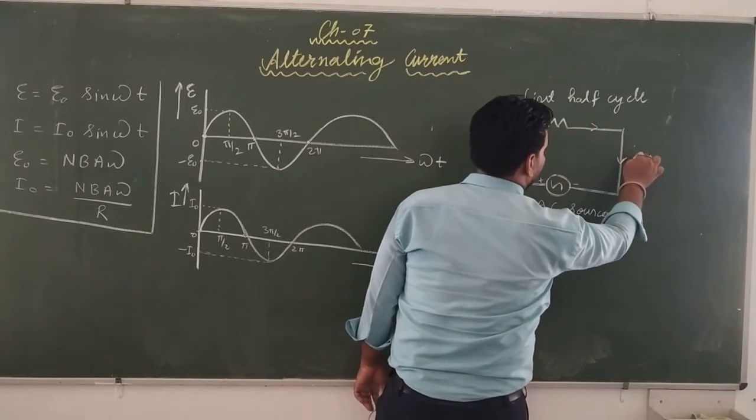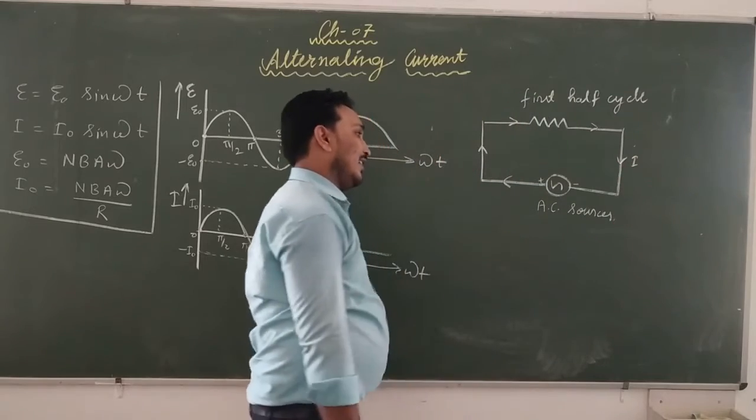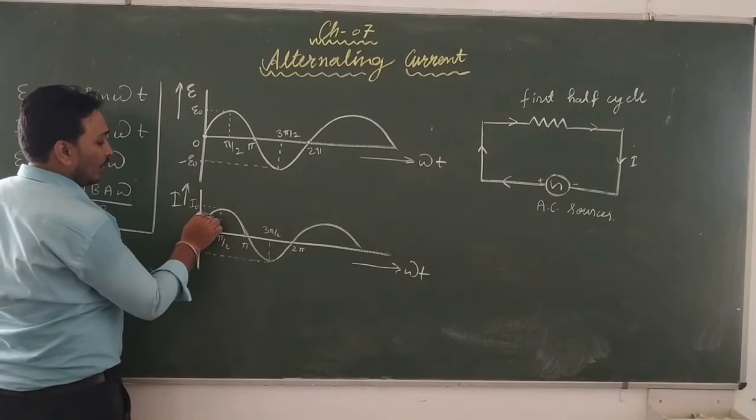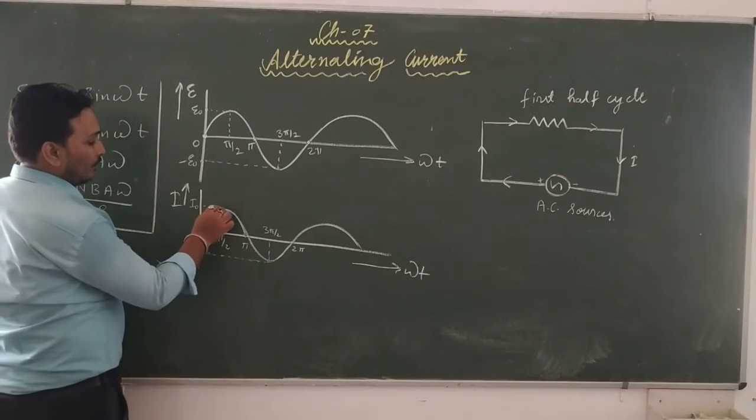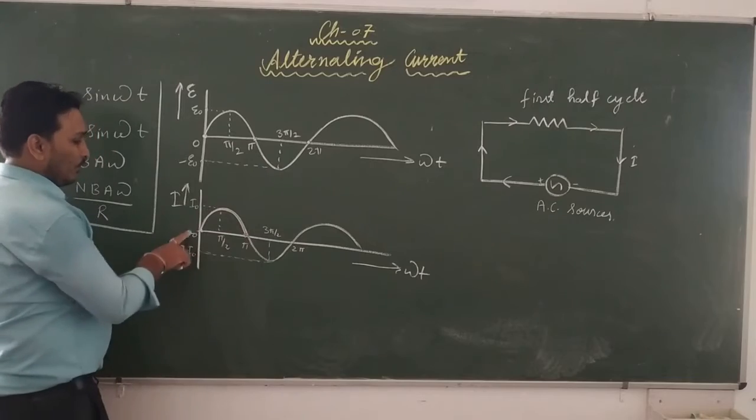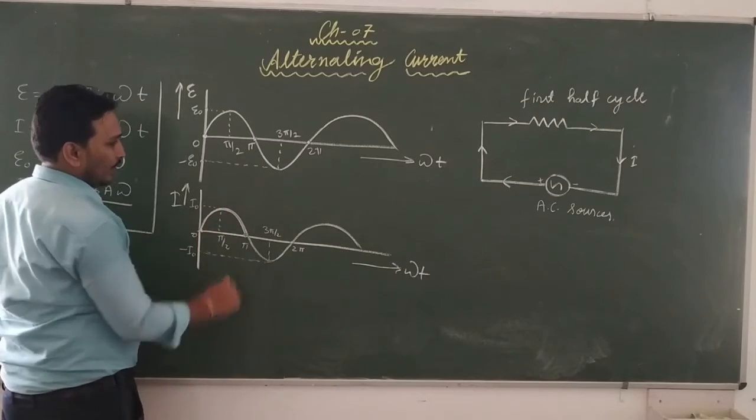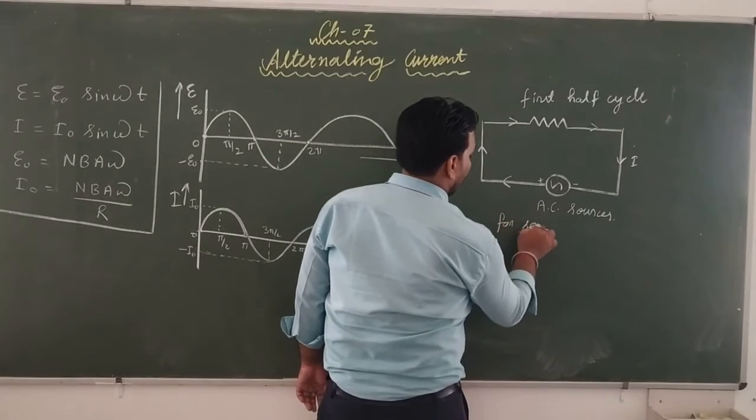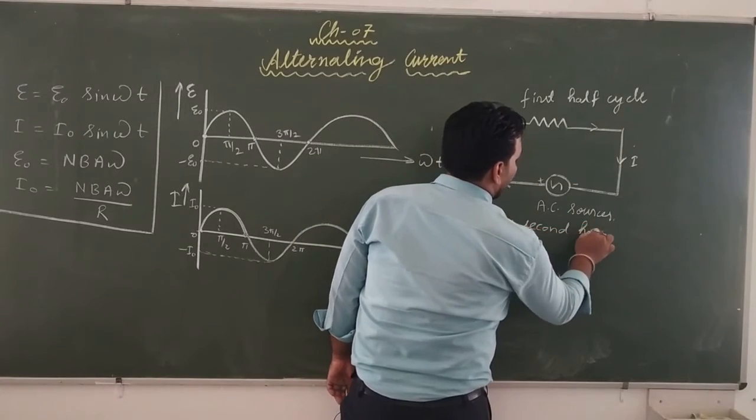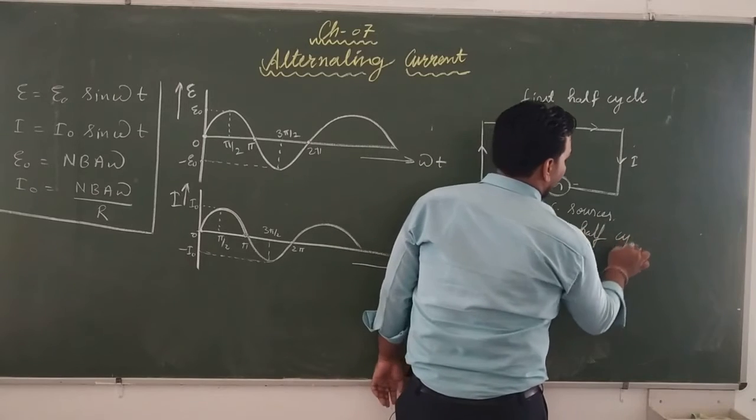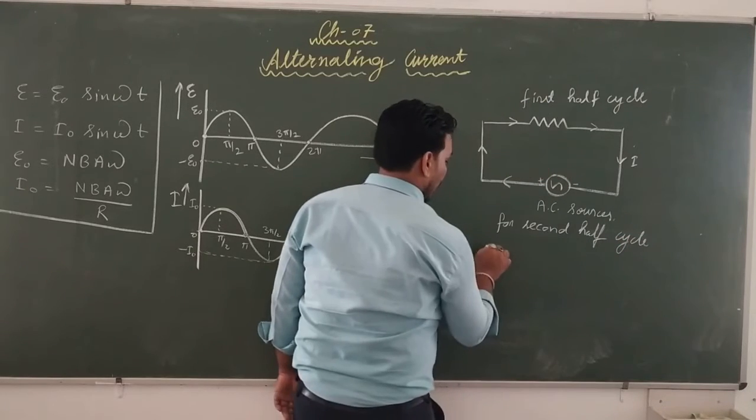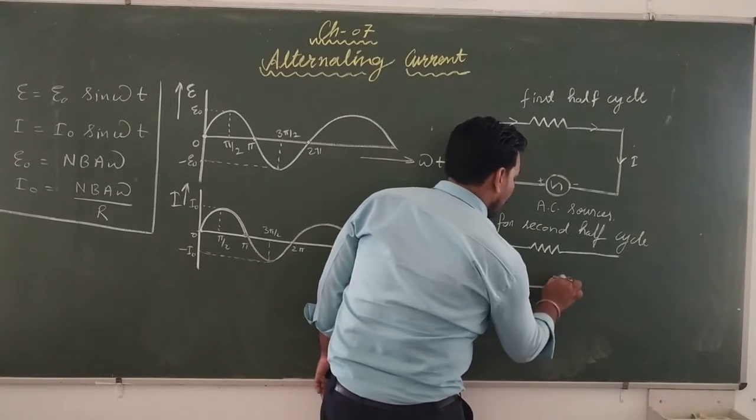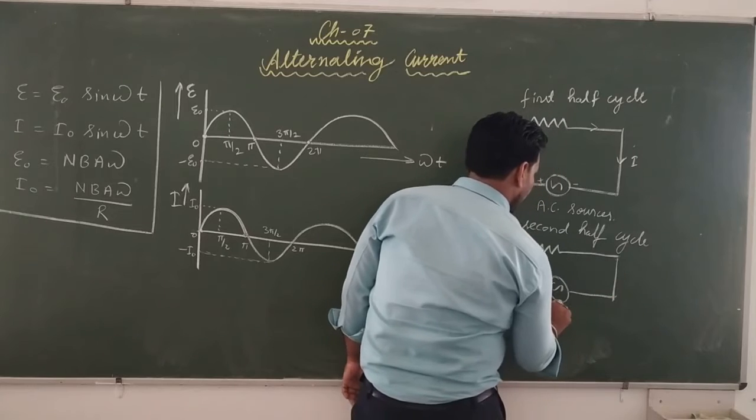And this current does not remain constant. It keeps on changing. As you can see from the graph, from here till here the current is increasing. Then after it decreases. From here till here the current increases, then after it decreases, right? And then for the second half cycle, let me make the circuit again. Here is the AC source.